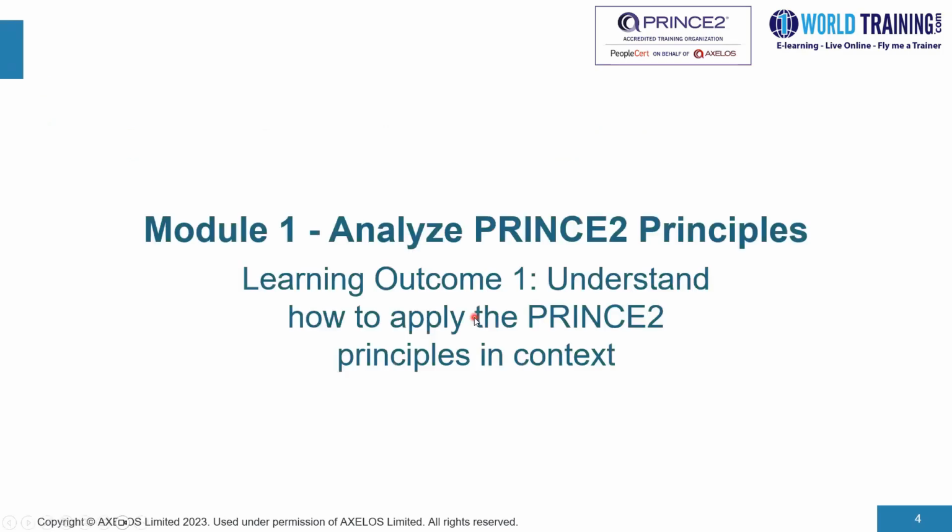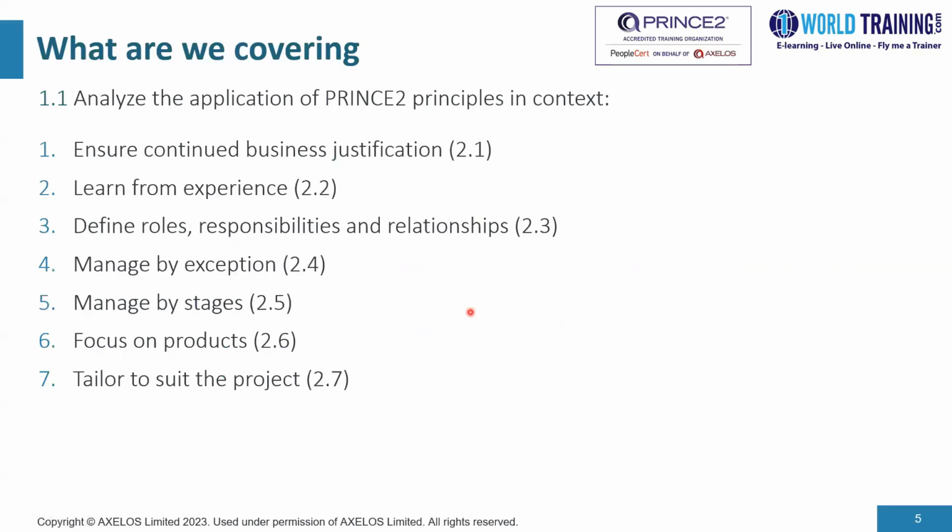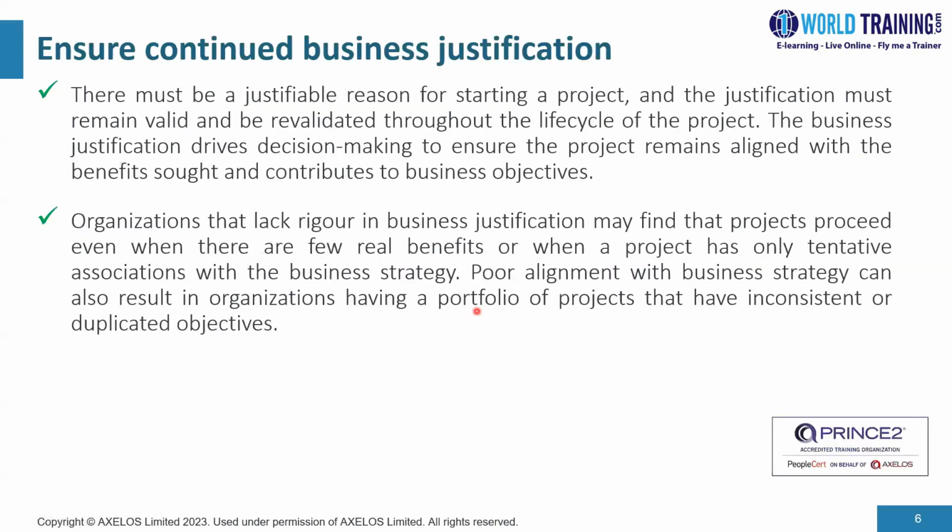So let's move on to module number 1. In this module, we will analyze the PRINCE2 principles, and this would cover the scope for learning outcome number 1, understanding how to apply the PRINCE2 principles in context. So what is it that we're going to cover? We're going to analyze the application of PRINCE2 principles. There are 7 principles, and we would cover these 7 principles in greater detail. Let's begin with the first one, ensure continued business justification.